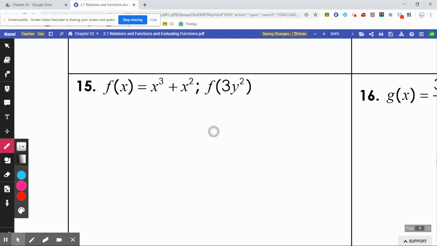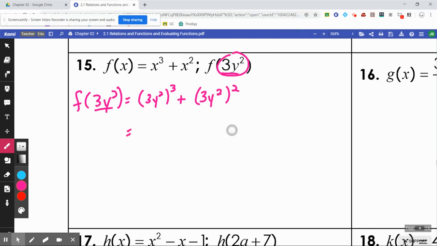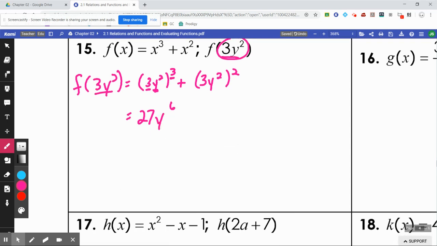Number 15. Now we're evaluating these functions for expressions. We're not plugging in a number, we're plugging in an expression. So to find f of 3y squared, do it the same way. You're going to take out this x, and you're going to take out this x. And in the place of the x's, you're going to put this, 3y squared and 3y squared. Clean it up using the stuff that we've been going over. Raise both of these to the third power. We don't have to FOIL or distribute or any of that because there's no plus or minuses. 3 to the third is 27. To raise a power to a power, again, we multiply the powers. That's 27y to the sixth.